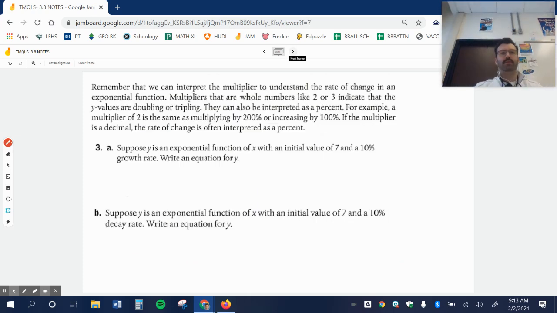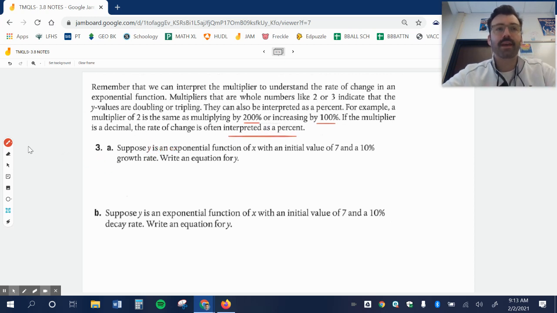So remember, we can interpret the multiplier to understand a rate of change in an exponential function. I want you to read that. It says that multipliers can also be interpreted as a percent. So a multiplier of 2 is the same as multiplying by 200% or increasing by 100%. A multiplier is a decimal. The rate of change is often interpreted as a percent.